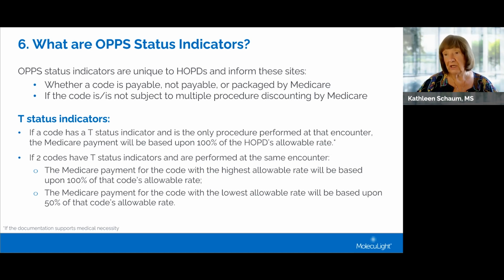And Medicare payment for the code with the lowest allowable rate will be based upon 50% of the HOPD's unique allowable rate. Therefore, if 0598T is billed at the same encounter with another code that is assigned a T status indicator, and that other code has a higher allowable rate than 0598T, the Medicare payment for 0598T will be 50% of the HOPD's unique allowable rate.